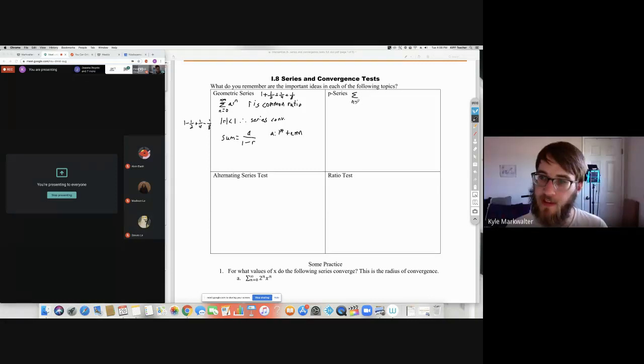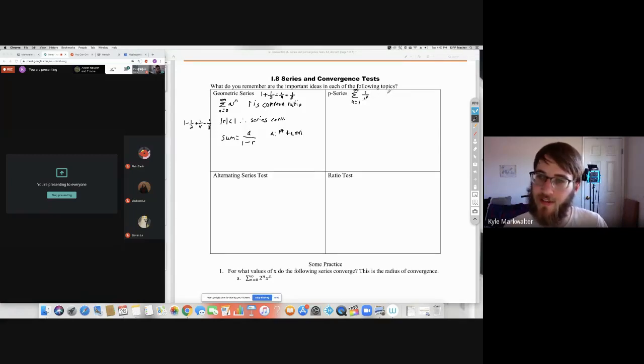Well, a p-series in standard form looks like this: the sum from 1 to infinity of 1 over n to the p. This p is a power. It's a whole number. Some books will define it as a number greater than 0 or greater than or equal to 0. But the rules really apply for any p value.